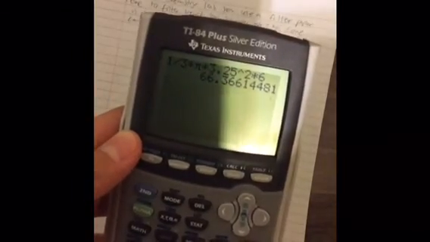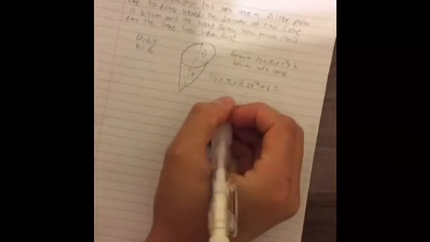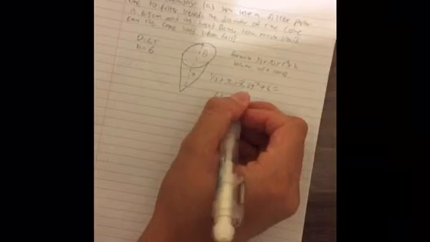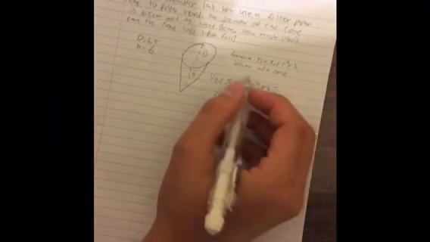Now all you have to do is plug this into your calculator: 1/3 times pi times 3.25 squared times 6. You're going to get 66.3661441. You can round this to 66.4 cm. Can't forget the measurement, it's cm. So here's our answer. The cone can hold 66.4 cm. That's the volume of this cone.